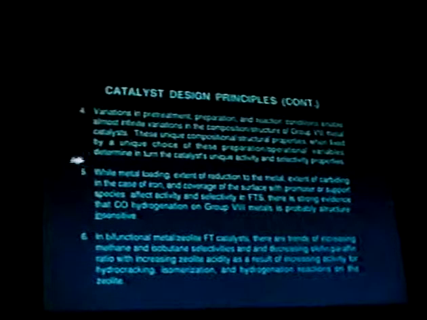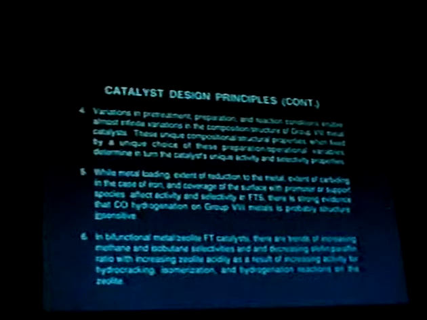Fifth, while metal loading, extent of reduction of the metal, extent of carbiding in the case of iron, and coverage of the surface with promoter or support species affect activity and selectivity in FTS, there is strong evidence that CO hydrogenation on group 8 metals is probably structure insensitive. I agree with Professor Somorjai on that issue.